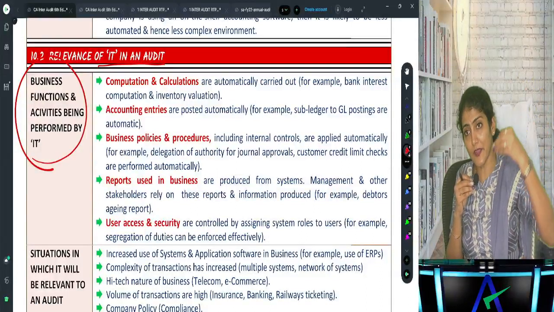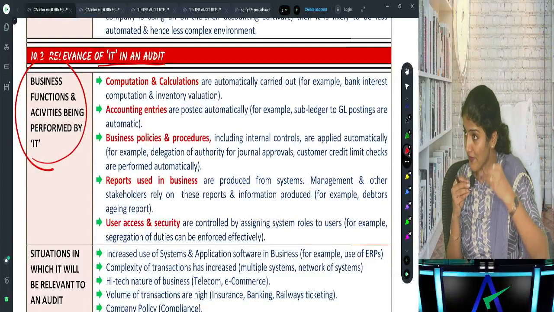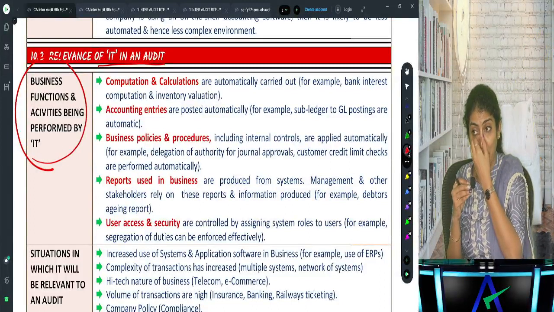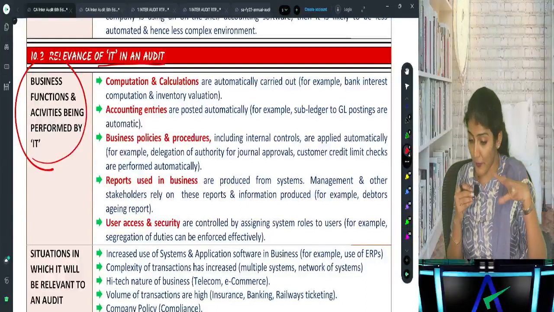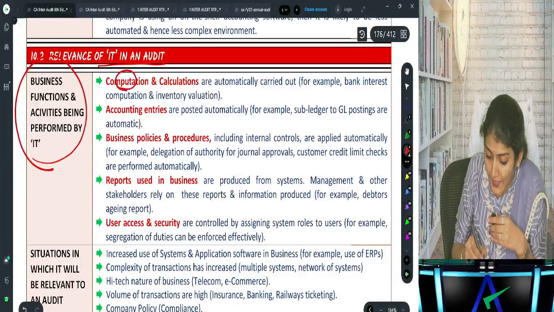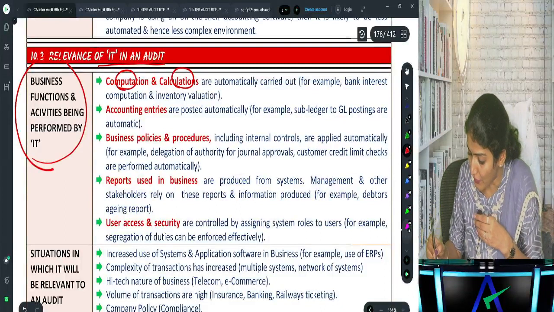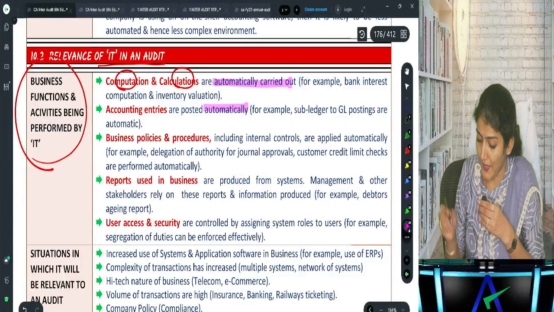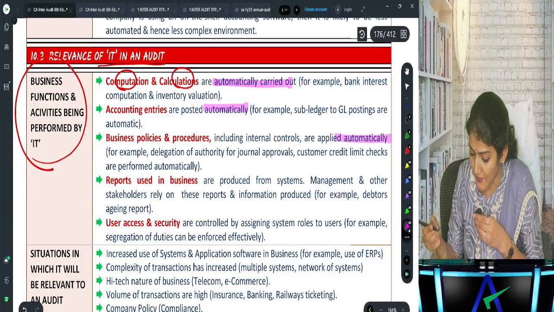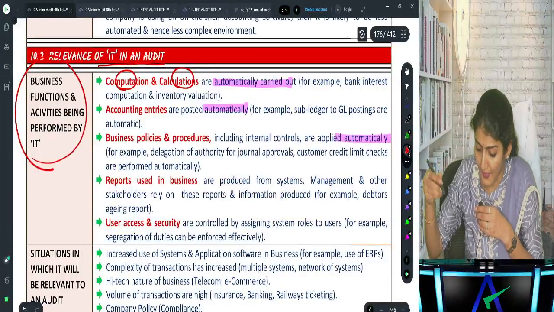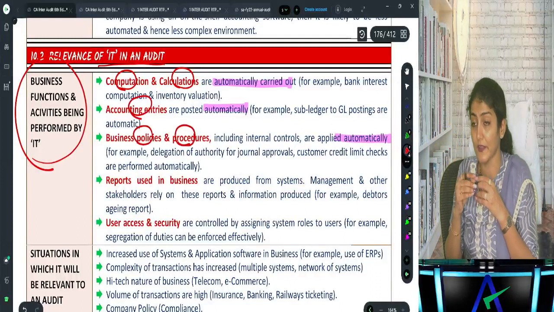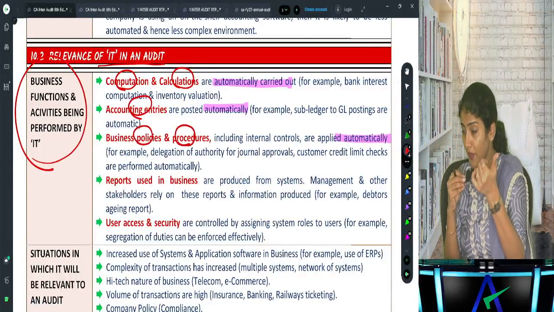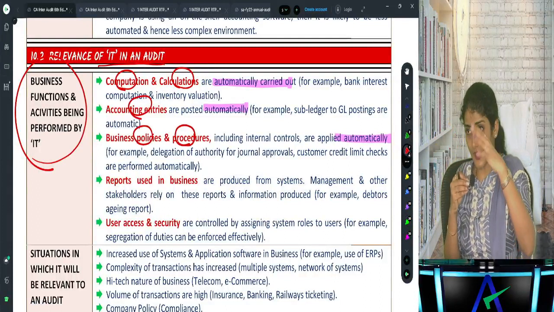Who passed the accounting entry? Computer, right? So business functions and activities are being performed by the computer. Nowadays, what all is happening at the client place with the help of computer? Computation and calculations are automatically carried out. Then accounting entries are posted automatically. Business policies and procedures, including the internal controls, are again applied automatically. So three things are happening automatically. What are the three things? Yes, the computation and the calculation.